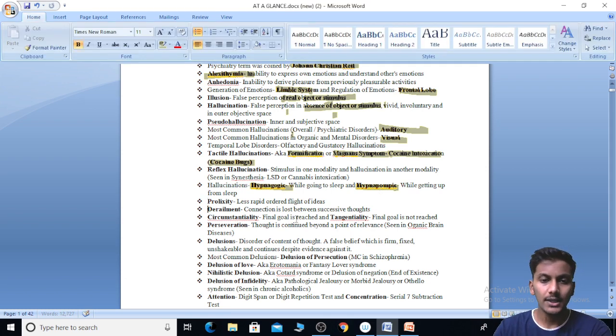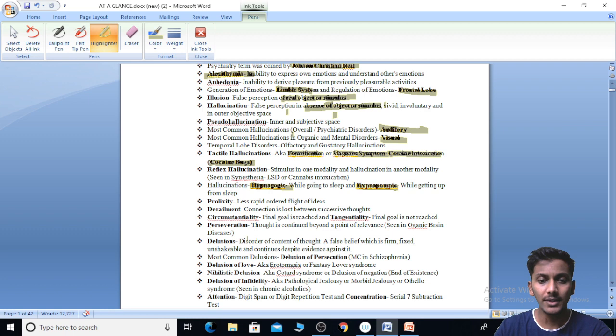Please remember this. Then moving further, talking about delusions, important is the definition of delusions. Please remember, delusion is a disorder of content of thought. It is a false belief which is firm, fixed, unshakable, and it continues despite evidence against it. Okay, and the most common type of delusions are what? Delusion of persecution. The most common type of delusions are delusions of persecution, that somebody is going to harm me or kill me. Those are the most common type of delusions, right?